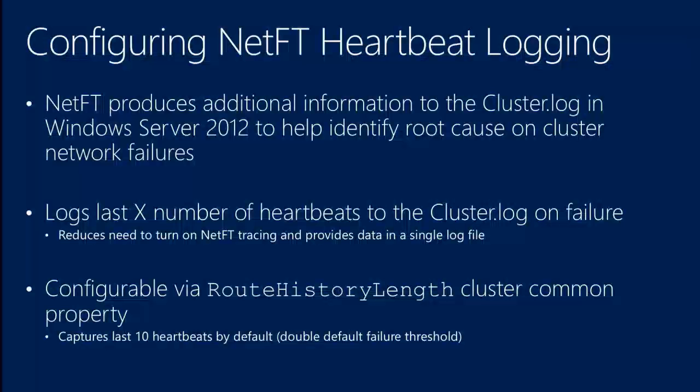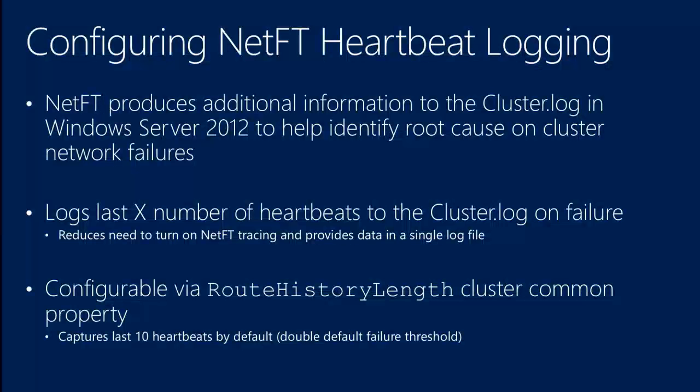So here's my message with this. We have the route history length. That's how much history we're going to crank up into the log, and it is usually double the heartbeat threshold. So if you're going to take the guidance that we talked about 10 minutes ago, where you crank up your heartbeat thresholds, I would increase this as well. By default, this is set to 10, which is double. So after 5 heartbeats, we kick nodes out, and we actually retain the last 10 heartbeats of verbose logging.